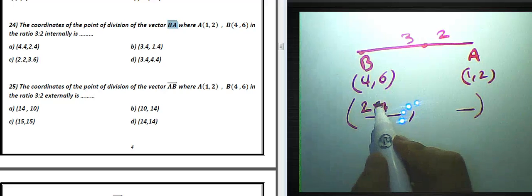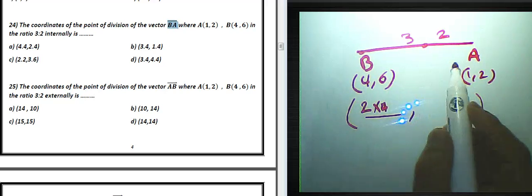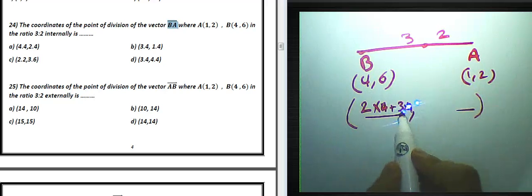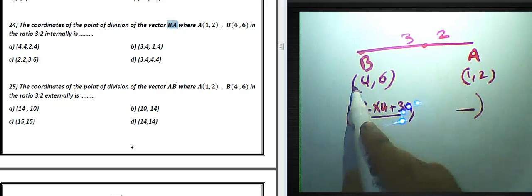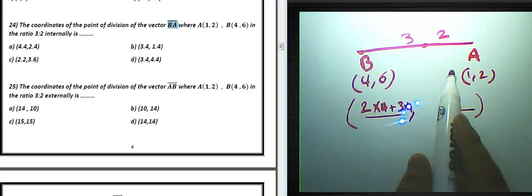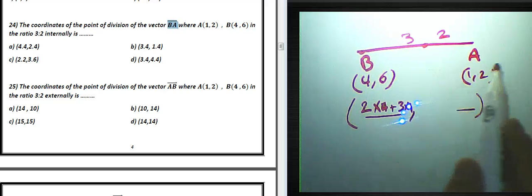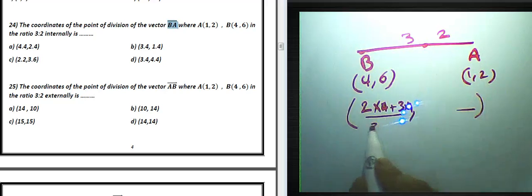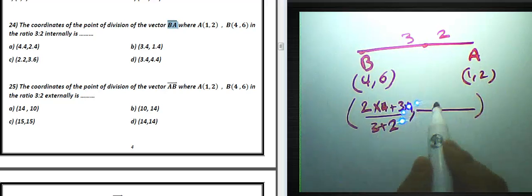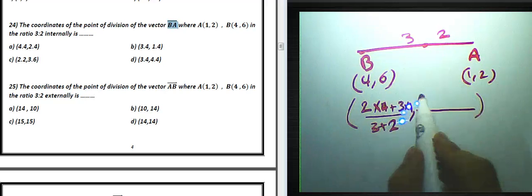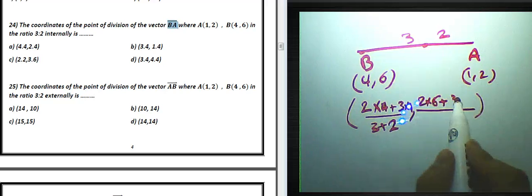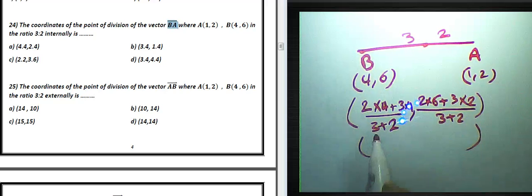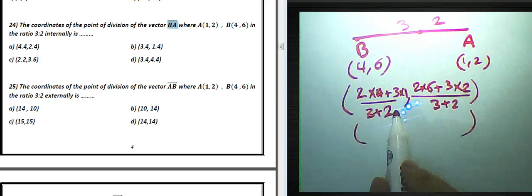Okay, 2 times 4 plus 3 times 1. Again, 2 times 4 plus 3 times 1 over 3 plus 2. And here for Y, 2 times 6 plus 3 times 2 over 3 plus 2. 2 times 4 is 8, 8 plus 3 equals 11.